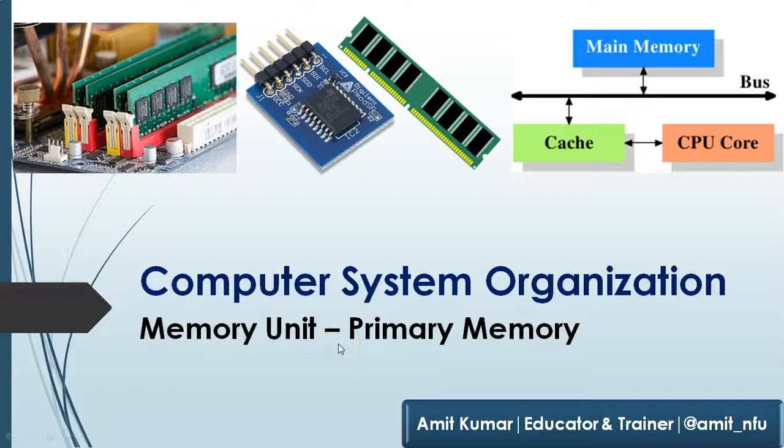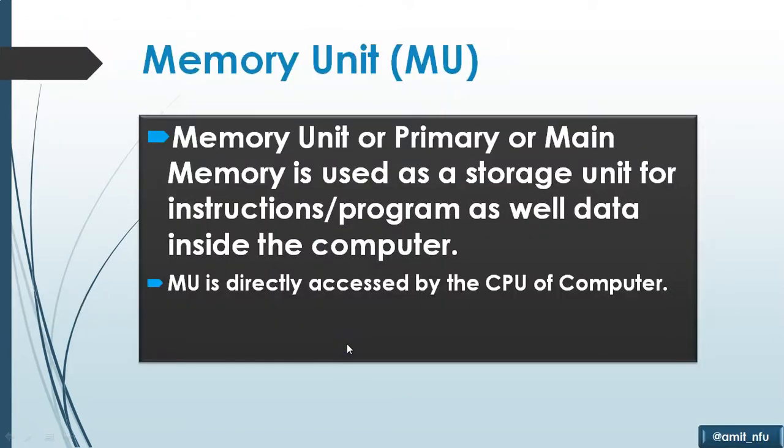Hello everyone, in computer system organization today we are going to talk about the memory unit, and precisely we will be talking about the primary memory, which is also called the main memory. By definition, memory unit or primary or main memory is used as a storage unit for instructions or programs as well as the data inside the computer, and the memory unit is directly accessed by the CPU of a computer.